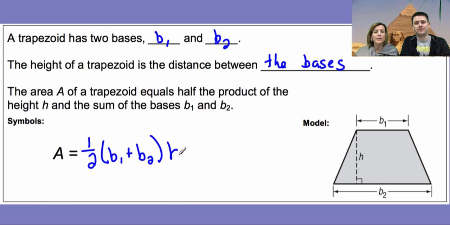I'm happy. So base 1 plus base 2 times the height and dividing by 2. Whether you multiply by 1/2 or divide by 2, you are using the same formula.